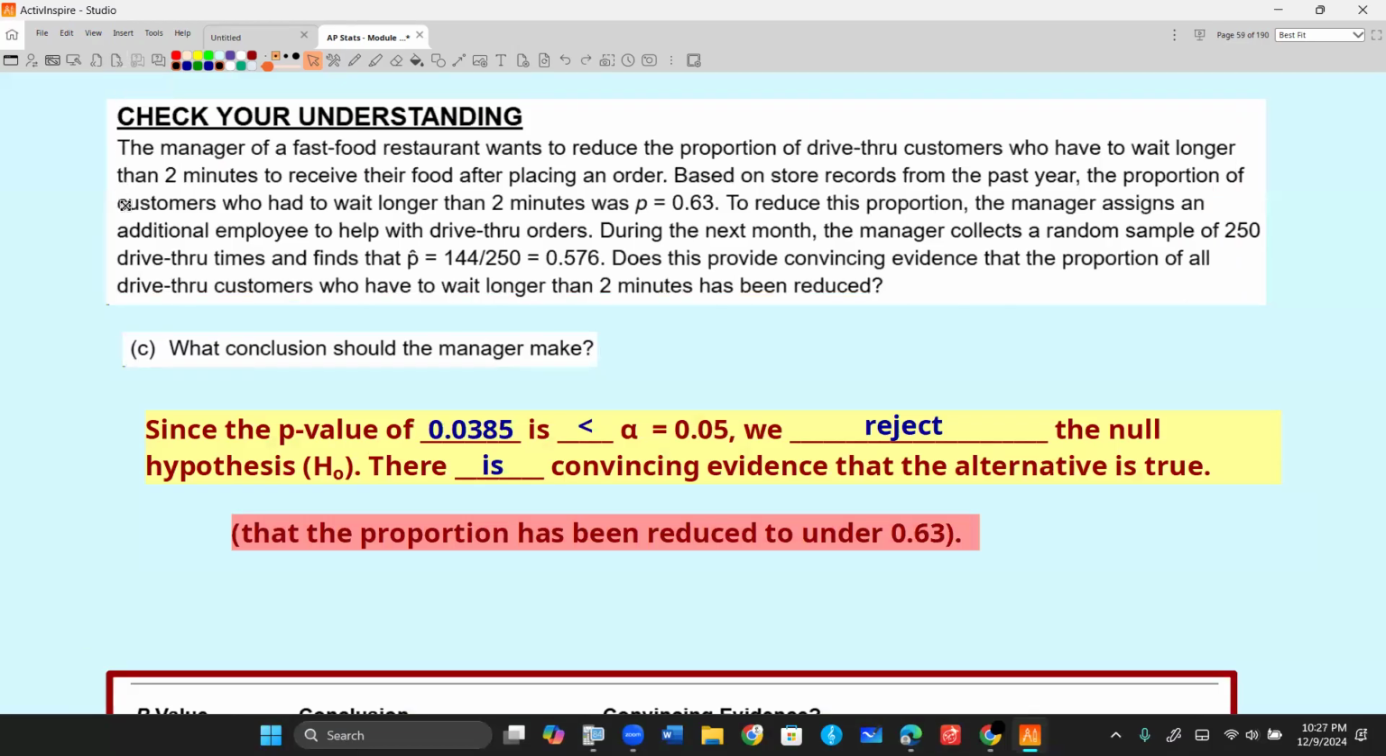That would conclude this video. In the next video, we'll talk about more formally setting up and calculating the p-value and everything that goes along with it.